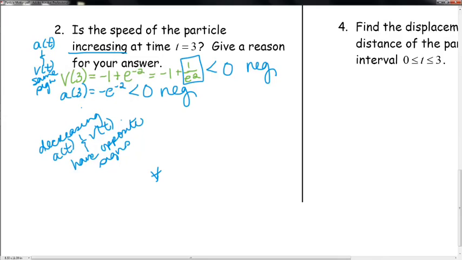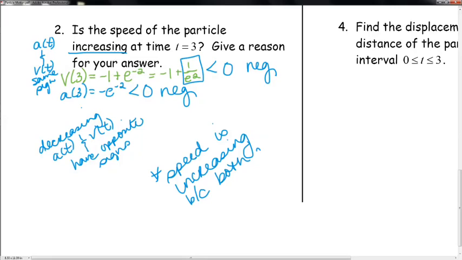So speed is increasing because both acceleration and velocity are negative.